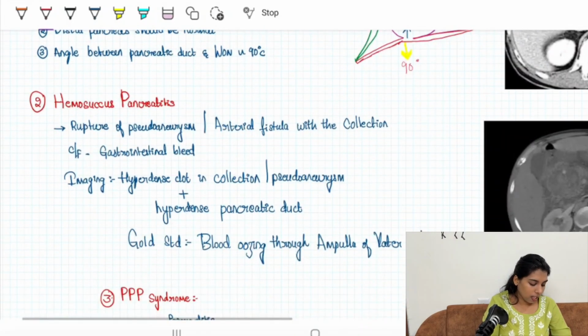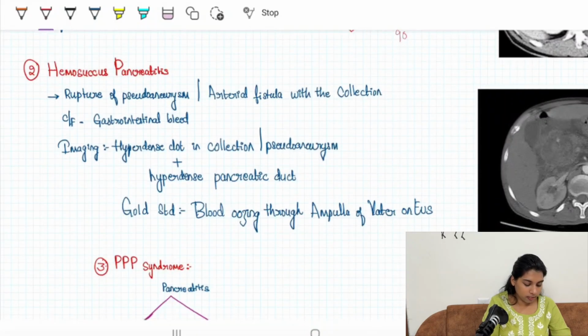Coming to the next important type of disease, that is hemosuccus pancreaticus.